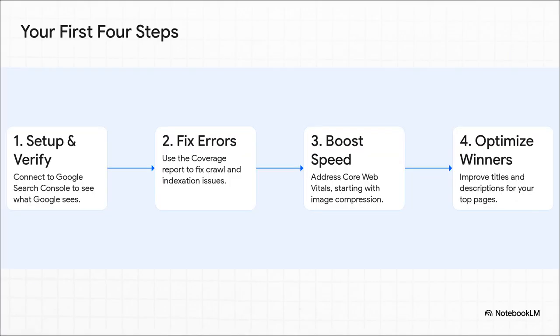So with that in mind, here are your first 4 moves. 1. Get your store connected to Google Search Console. It's free, and it's like looking over Google's shoulder. 2. Look for any big errors in there and fix them. 3. Compress your images. This is often the biggest and easiest win for site speed. And 4. Don't try to fix every page at once. Start by optimizing the titles and descriptions for your top 10 or 20 best-performing pages.